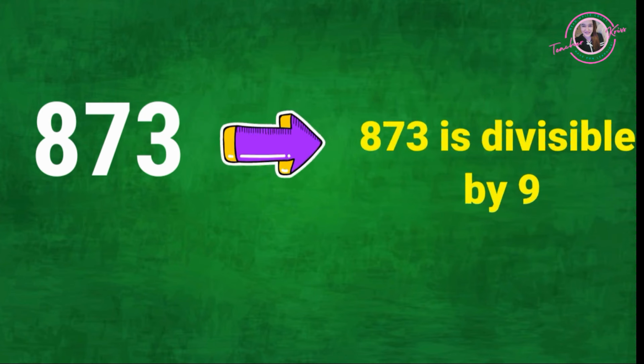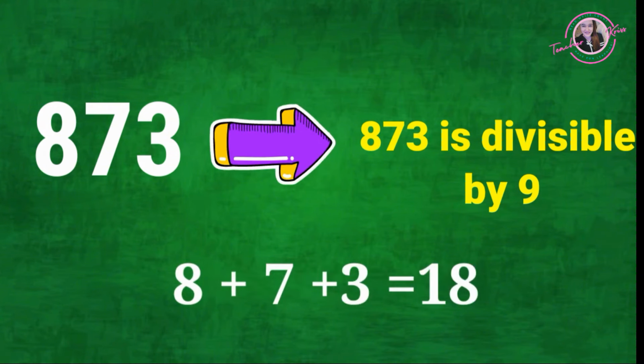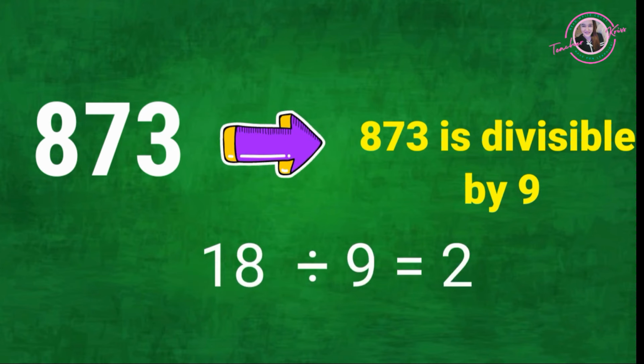873 is divisible by 9. Let's add the following. 8 plus 7 plus 3 is equal to 18. 18 divided by 9 is equal to 2. Now you know the process of divisibility rules for 3, 6, and 9.